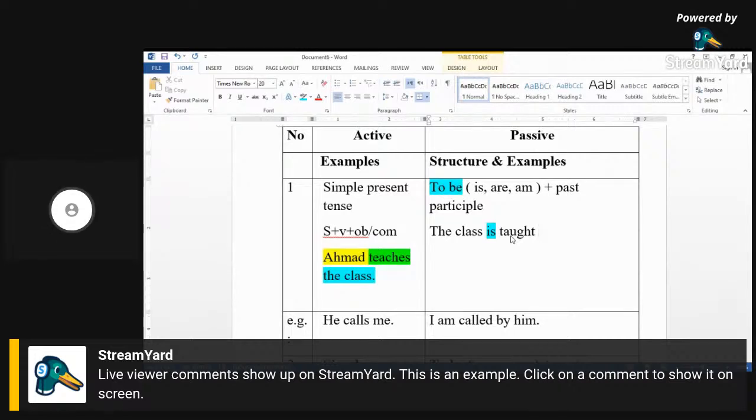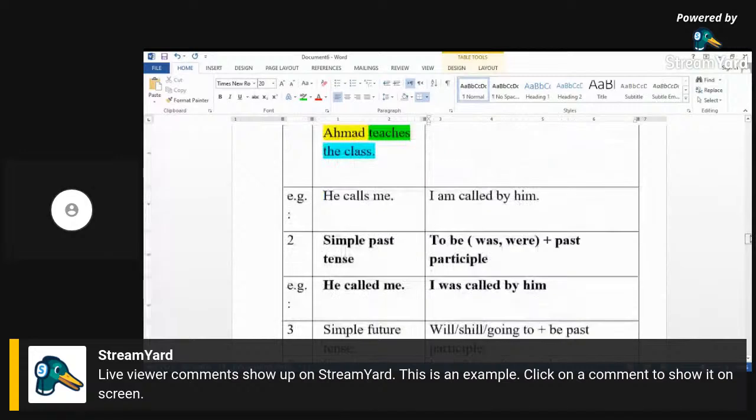It is clear. Who has taught the class? The class is taught by the teacher. Ahmad is the teacher. So we can mention the doer of an action after the preposition by. The class is taught by Ahmad. In here we can mention the doer of an action after preposition by. So these are the rules of how we can change.